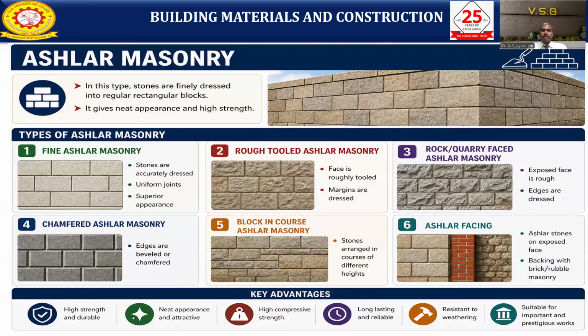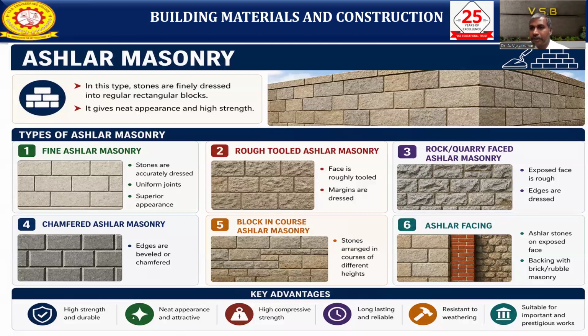What is the key advantage of ashlar masonry? It takes more compression and is also more durable. It has a neat and attractive appearance compared to the earlier method. It takes more compression compared to rubble masonry, so it will be long lasting and reliable. It will resist all weathering conditions, whether natural agents like rain or fast temperature changes, this type of masonry can resist the weathering.